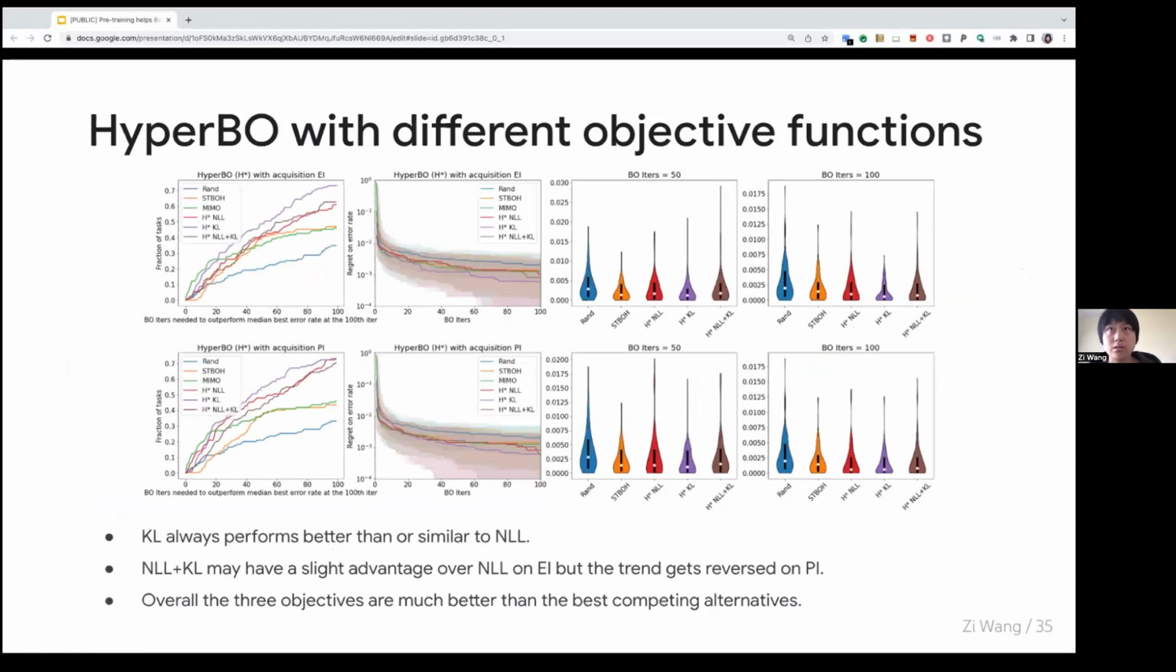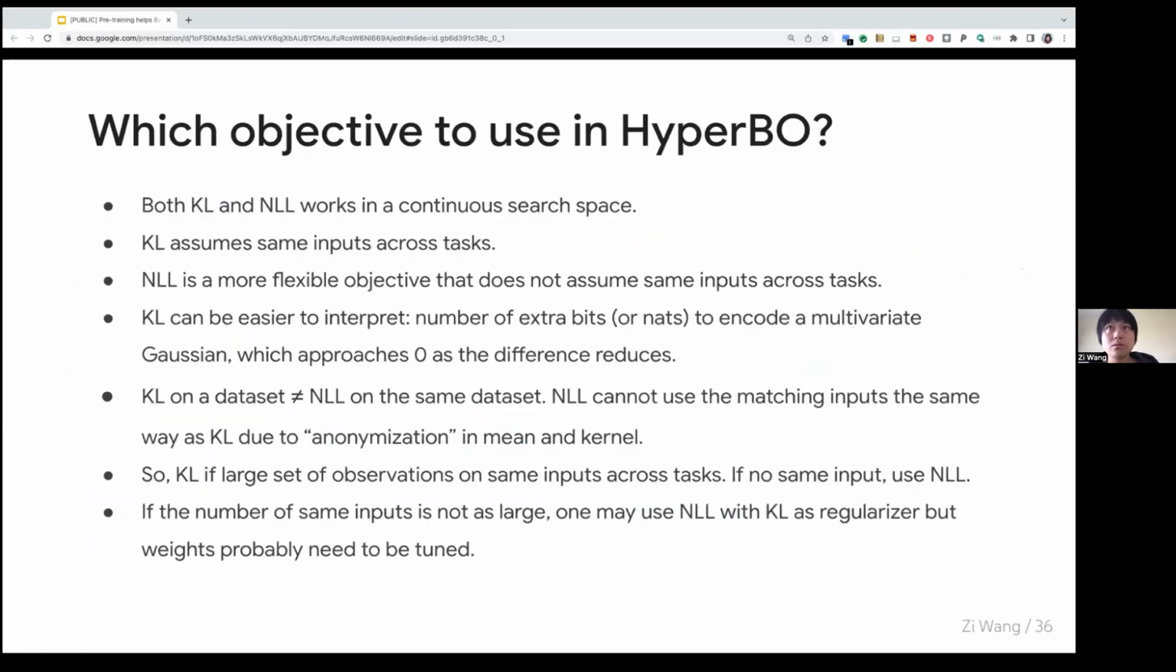And we also looked at different objective functions, including adding the NLL and KL together. In this case, it doesn't show a lot of difference because we have at least 500 matching inputs across all the tasks. And a little recommendation here: both KL and NLL objectives work in the continuous search space, but KL assumes that we have the same inputs across tasks, and NLL is more flexible.